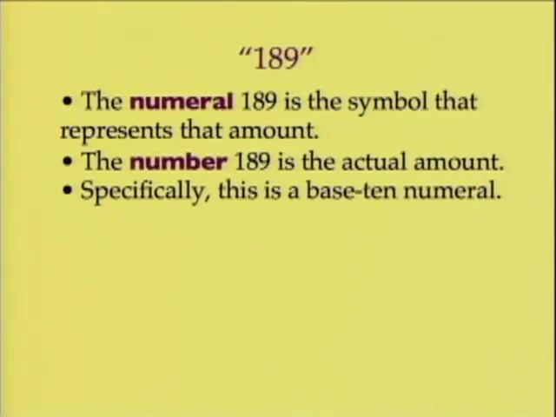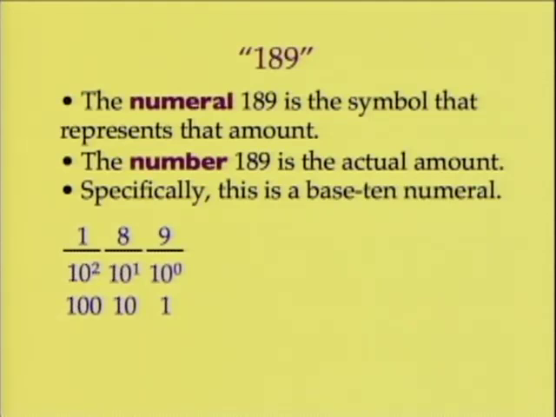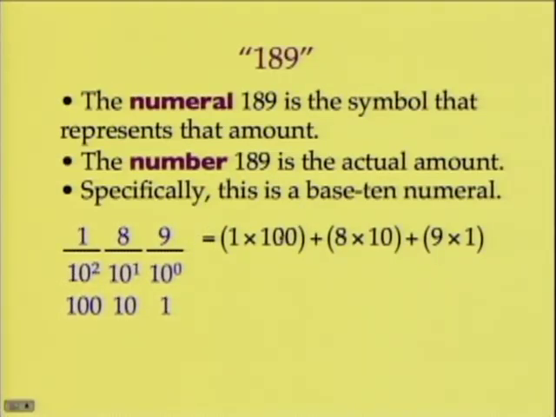Now, the numeral up here that I'm showing you is a base 10 numeral. What I mean by that is it is based on powers of 10. Each of the places in this numeral represents a power of 10: 10 to the 0, which is 1, 10 to the 1, which is 10, 10 squared, which is 100. So if you literally break this down, it means I have one group of 100 plus 8 groups of size 10 plus 9 singles. Okay, and that gives me the 189.